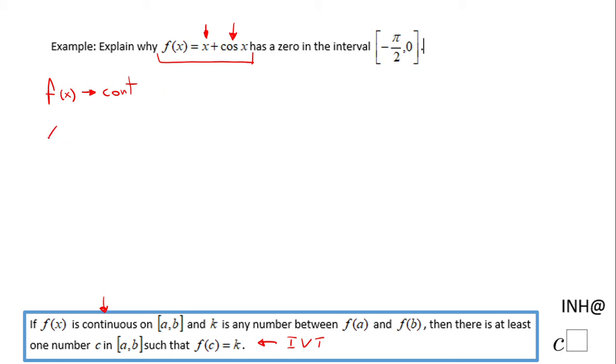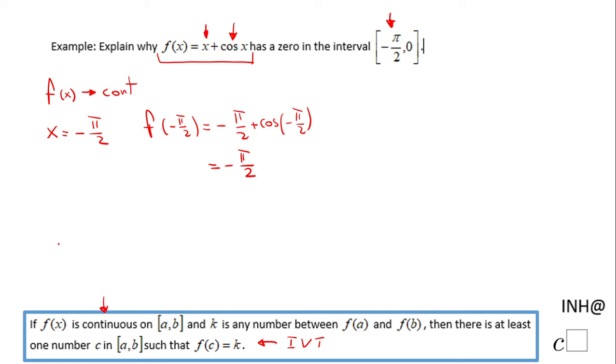We can take a look at what happens at x equals negative pi over 2, which is the first value in this interval, and I'm going to evaluate f of negative pi over 2, and that will be negative pi over 2 plus cosine of negative pi over 2, and that will be nothing else than negative pi over 2, because cosine of negative pi over 2 will be 0.